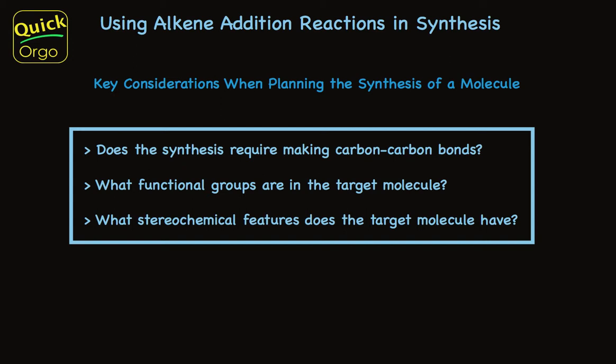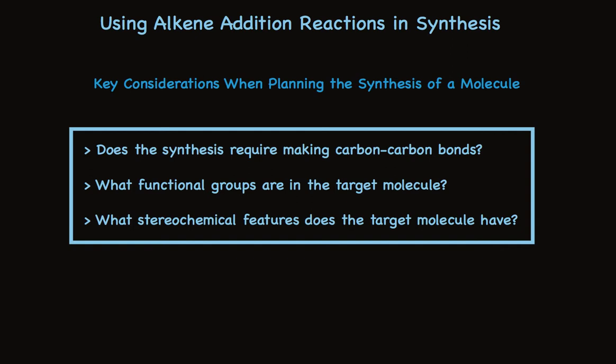As you consider the design of synthesis of an organic molecule, you should keep three key things in mind. One, the number of carbon atoms, which tells you whether or not you need to make carbon-carbon bonds. Two, the functional groups and their relationship to each other. And three, the stereochemistry. As you consider applying the addition reactions I've described in the videos in this playlist, the last two of these are important considerations.